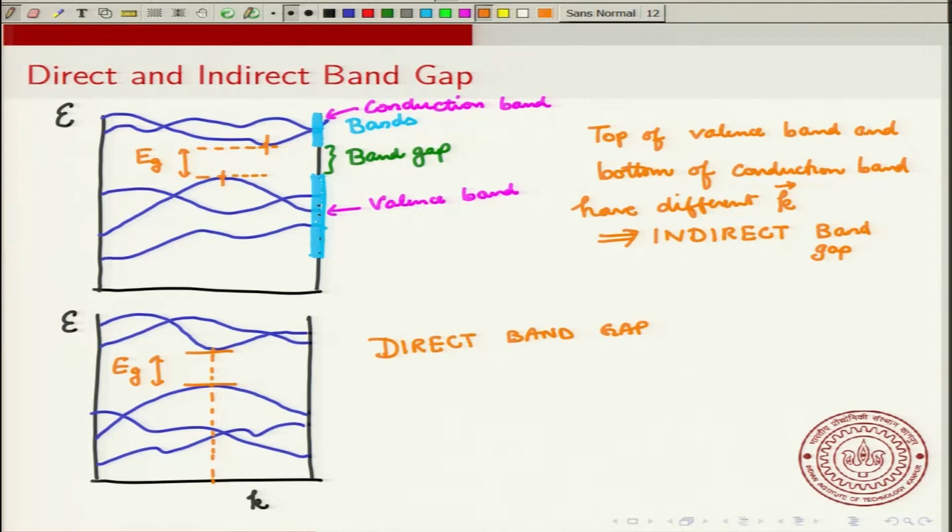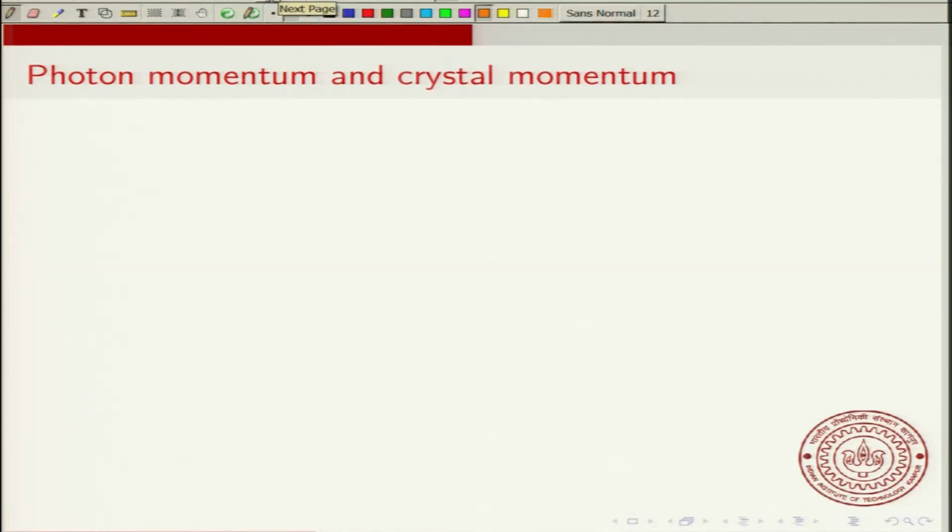Now, what is the implication of this? What we will see is that if you want an optically active material that can be used for optical devices, you need a direct band gap. And we will see why that should be the case. Now, we said earlier that the k vector is referred to as the crystal momentum.